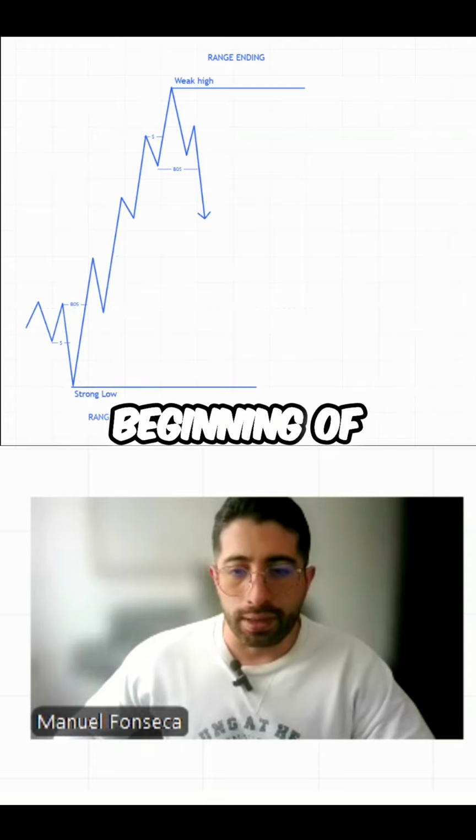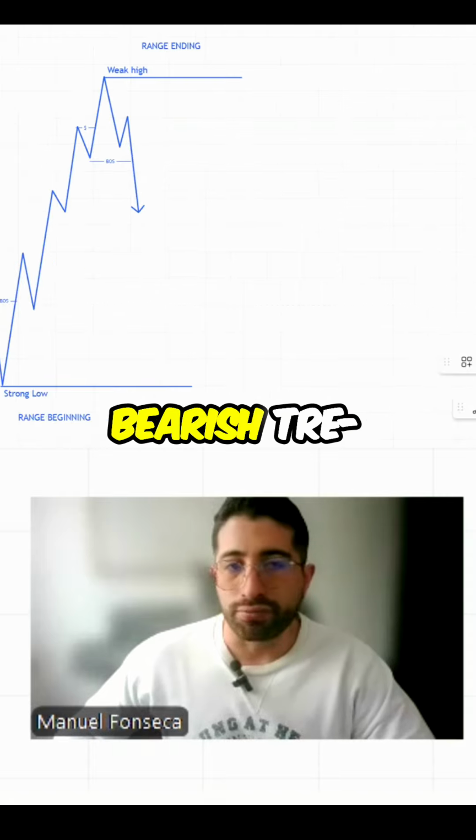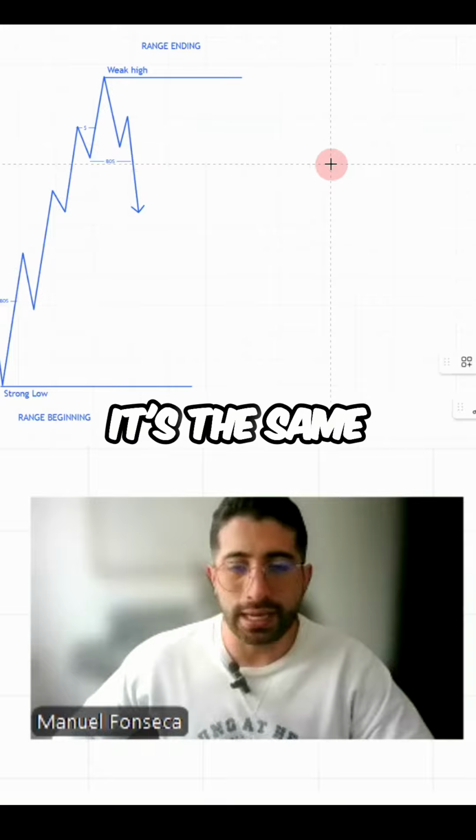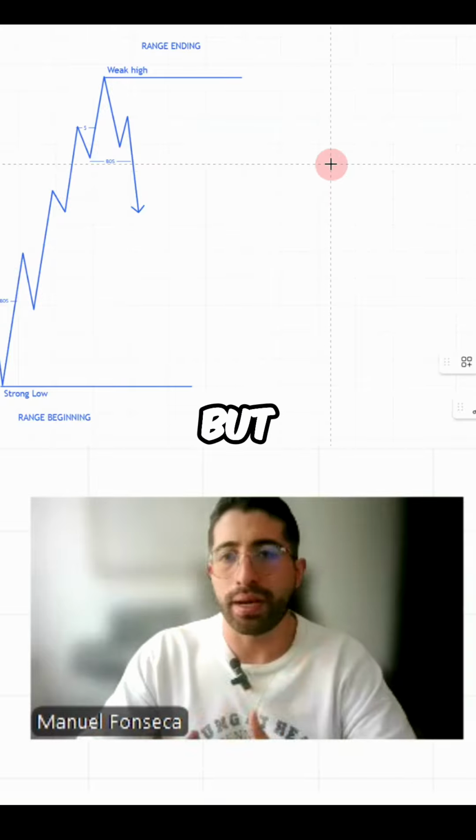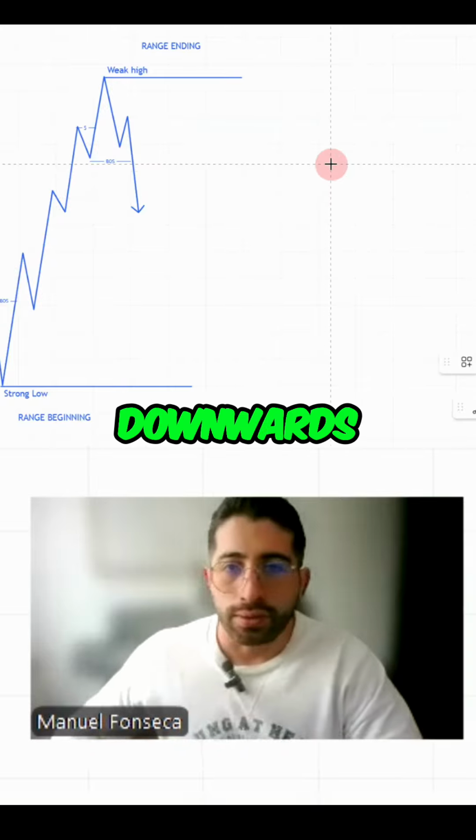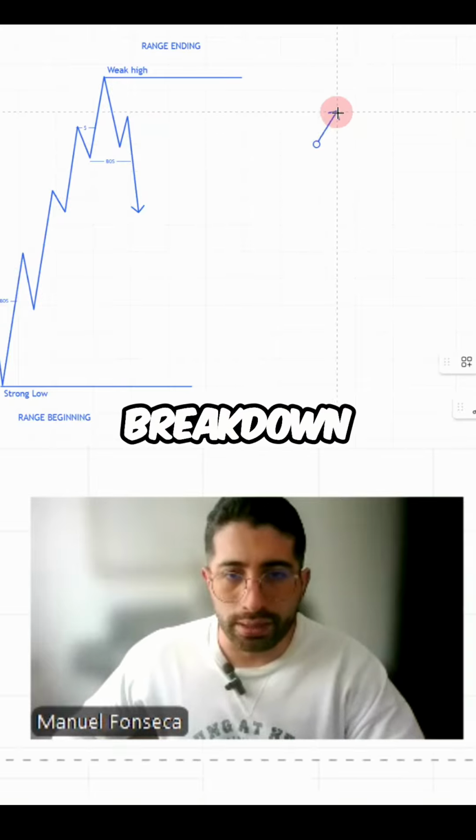Now, the beginning of a range in a bearish trend line is the same. The same theory applies, but backwards or downwards. Okay.